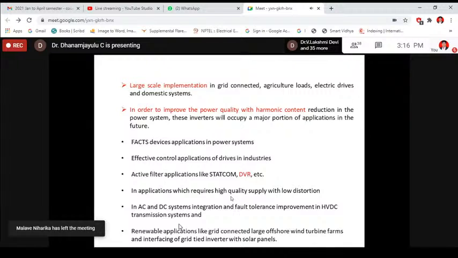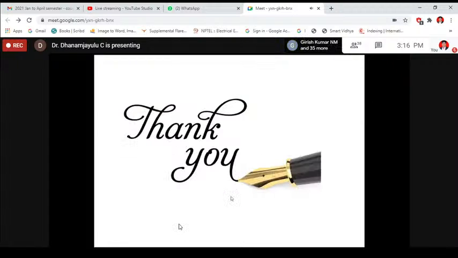As of now, I have concentrated on employing a reduced number of components with fewer DC sources, while generating a higher number of output voltage levels. So thank you. If you have any queries, please ask.